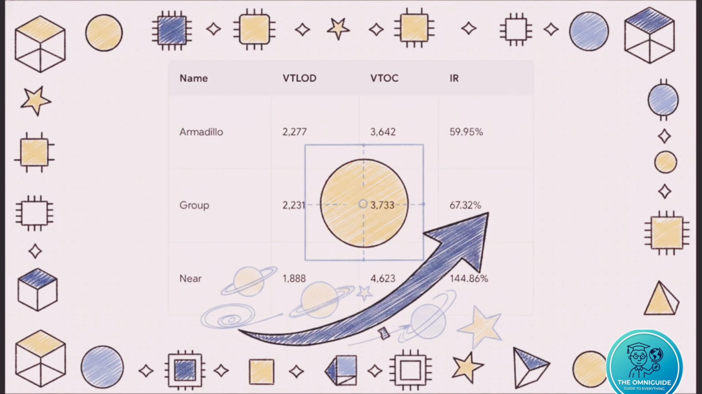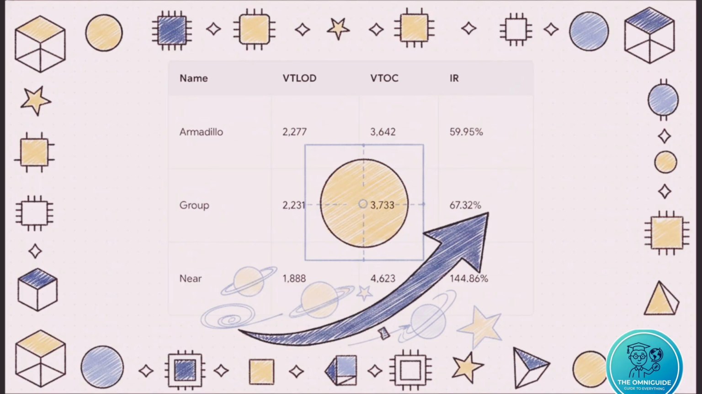But okay, let's look at the hard data, because the numbers here are wild. Check out the improvement ratio, or IR, for that planet near view at the bottom. By combining level of detail with occlusion culling, they achieved a massive 144.86% improvement ratio in how triangles were distributed.